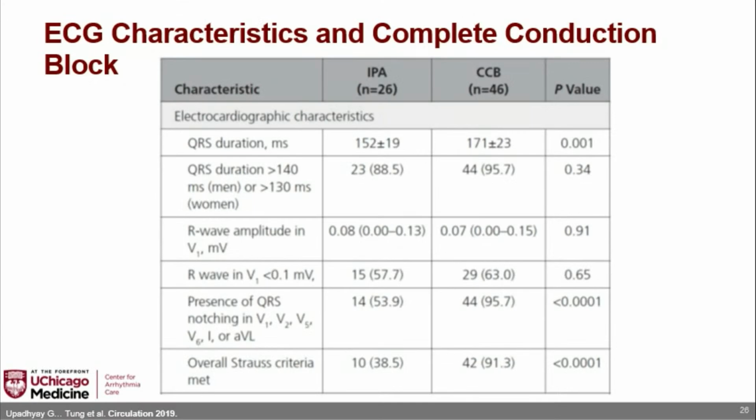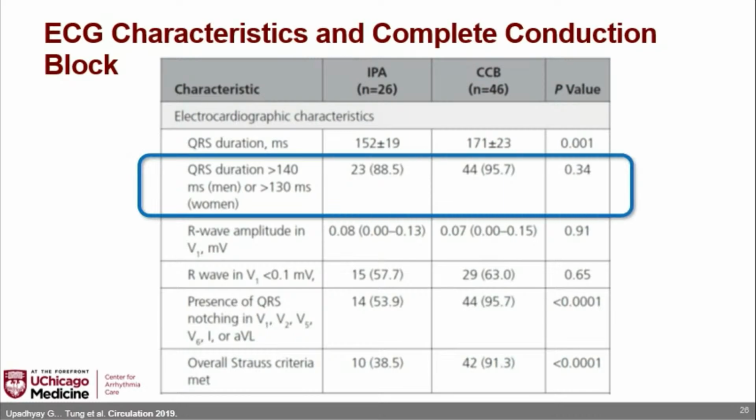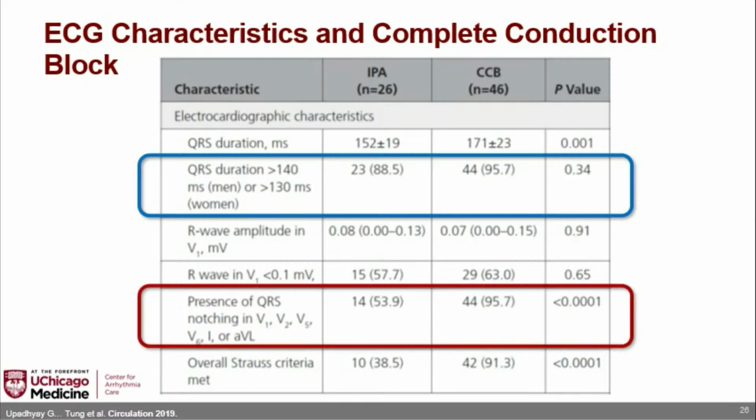Now, what criteria could we use to determine whether complete conduction block is present? Because these patients are the most likely to benefit from conduction system pacing. One might examine the QRS width, but that actually was not particularly helpful. The presence of QRS notching, however, on the other hand, was present in nearly all of the patients with complete conduction block.